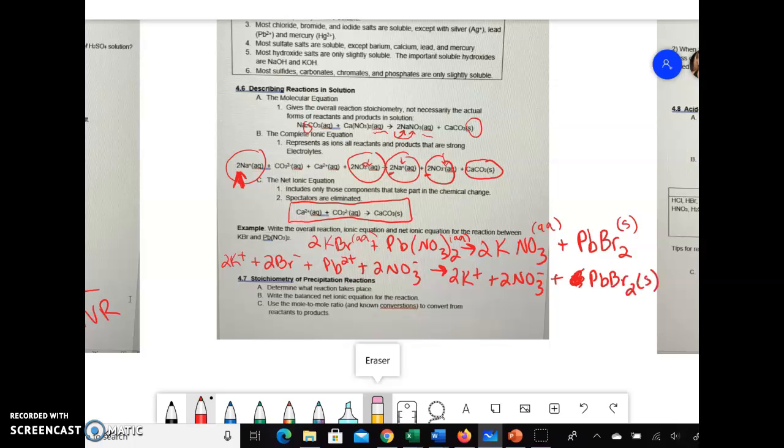And that is called the ionic equation. So notice I broke apart anything that was AQ. I put charges on them when I broke them apart, and I said how many I had. So subscripts become coefficients, and coefficients get distributed to the whole compound.